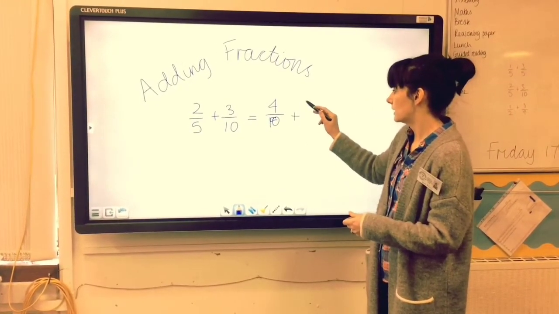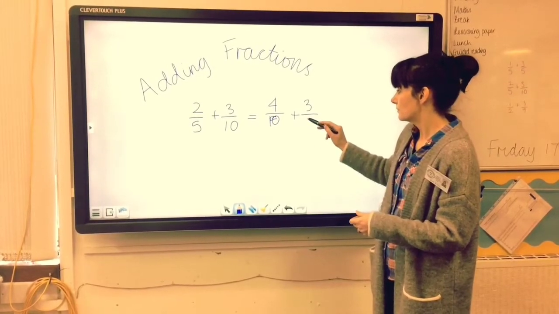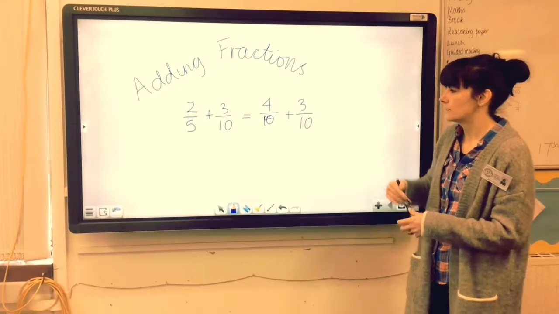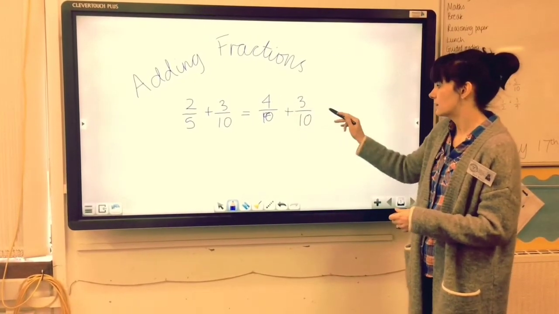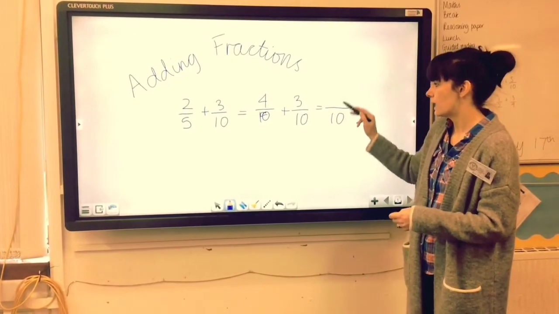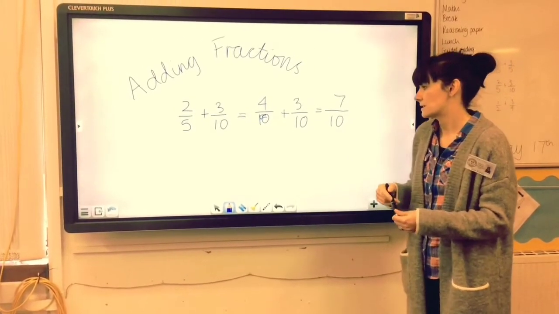So then my new calculation becomes 4/10 add 3/10. And then, as previous, it's just then adding the top numbers. So we then have 4 add 3, which gives us 7/10.